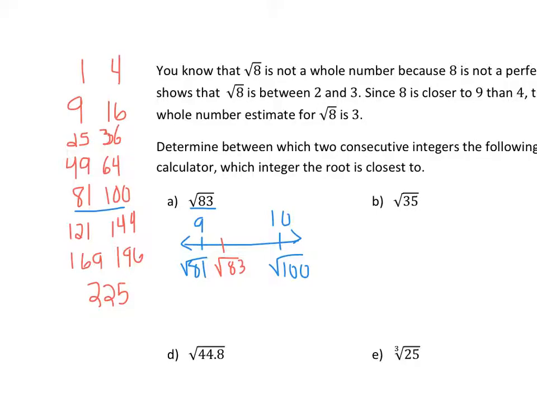So which two consecutive integers? Well, it's between 9 and 10. And which integer is the root closest to? Well, if you look at the number line, it's definitely closest to 9 than 10. So it's closer to 9. And I'm just going to circle that to show that it's closer to 9.